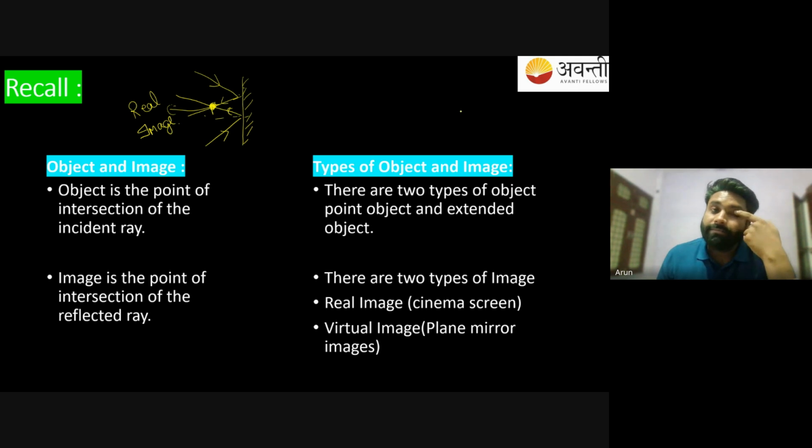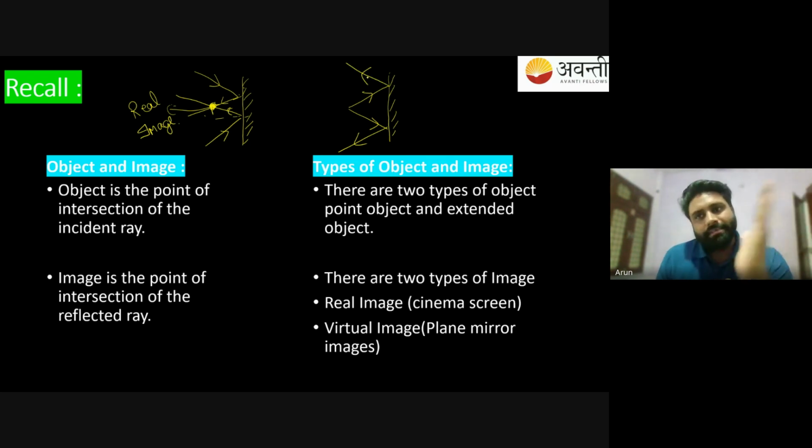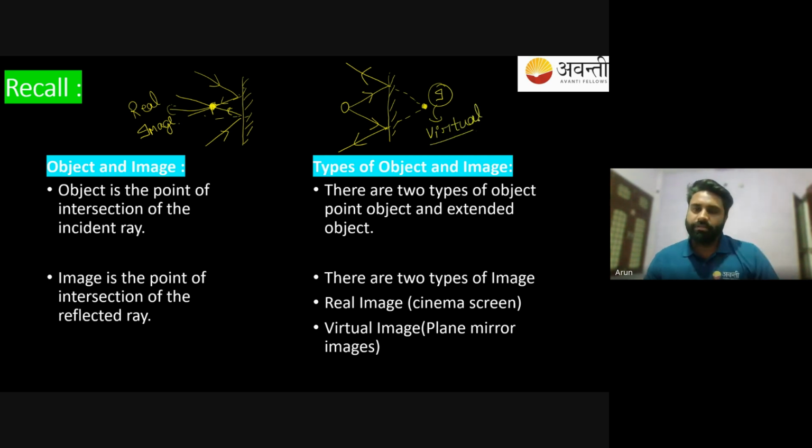But what if this is a plane mirror, and the rays are going in this way? After reflection, they are moving in that way. On the reflected side, they will never meet. So what we have to do is extend them further. Here, this is the object and this is the image. What kind of image is it? It is the virtual image.